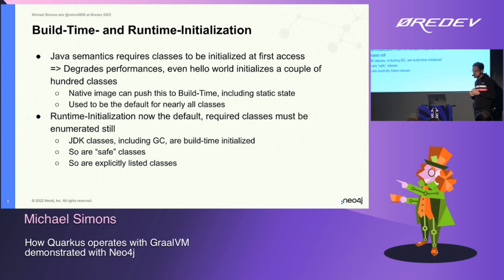There are a bunch of classes that are always build-time initialized, such as the JDK classes, including the garbage collectors. There are safe classes, which are all the classes that only inherit from other safe classes, not doing native calls into the system, and explicitly listed classes. So you basically get a working compromise of having super fast startup times and a better developer experience.